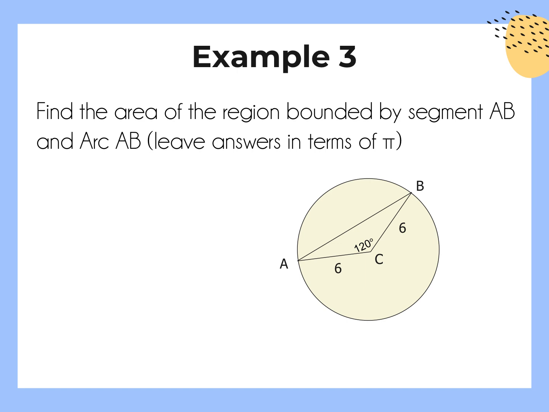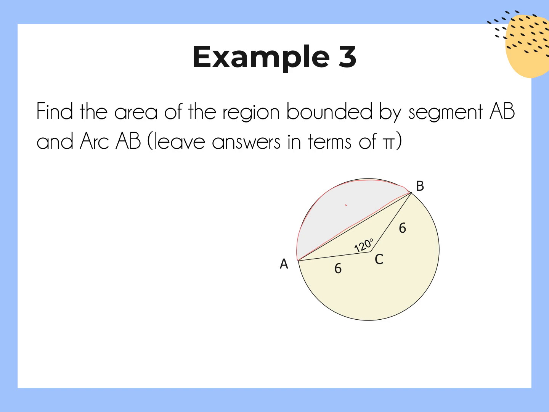Last question. Find the area of the region bounded by segment AB and arc AB. Leave answer in terms of pi. So what they're wanting is the area. Segment AB is here, okay? And arc AB is this. So what they're actually wanting me to find is this area in there, okay? That little gray area.